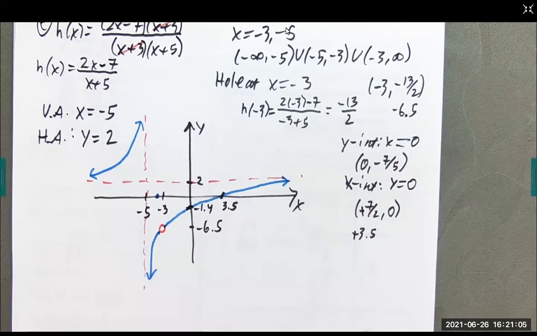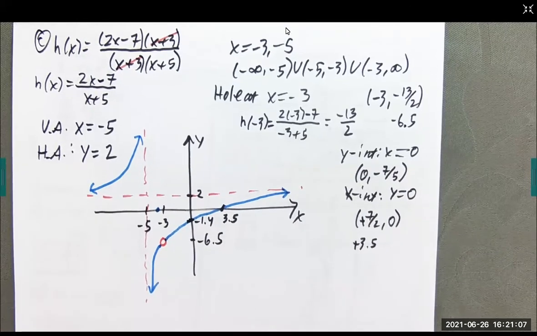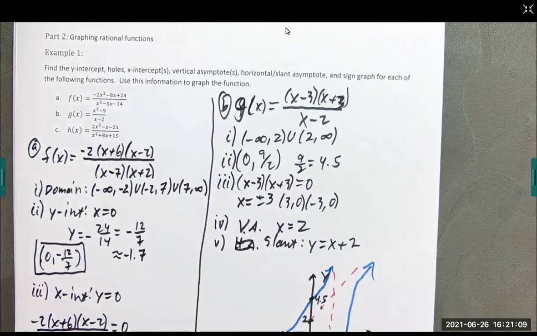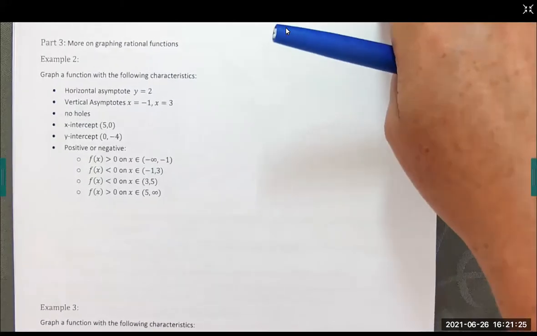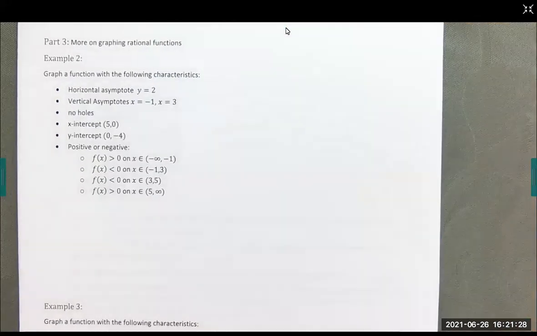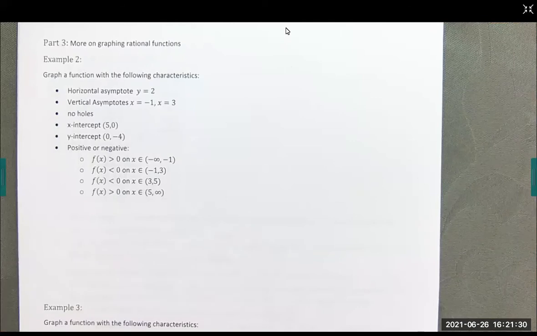Whew, that was a lot of work. That's only page 2. All right. Pardon me, yeah, page 2. So we are on to this page next. More on graphing rational functions. So now we're going to have the signs that we mentioned before. All right, so let's draw.